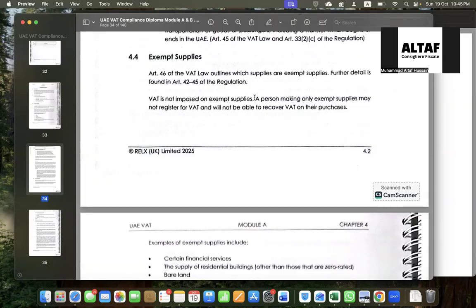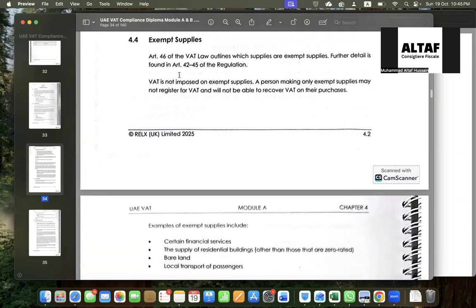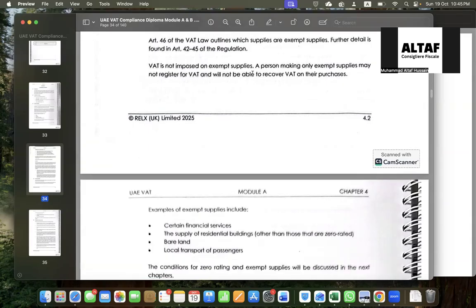If we don't charge VAT, we cannot also recover or claim the input VAT that we had paid for these supplies at the back end of the supply chain. We cannot claim the benefit of that input VAT. A person making only exempt supplies may not register for VAT and will not be able to recover VAT on their purchases.